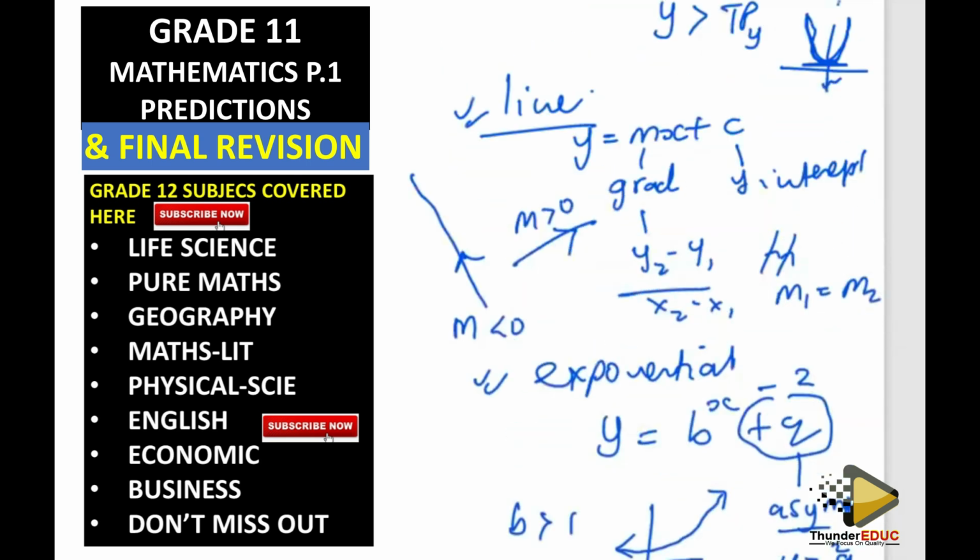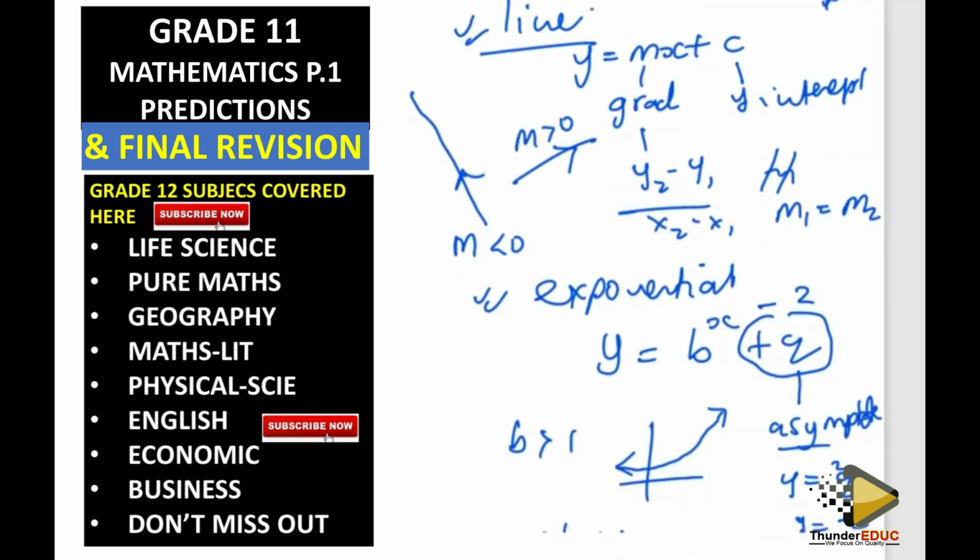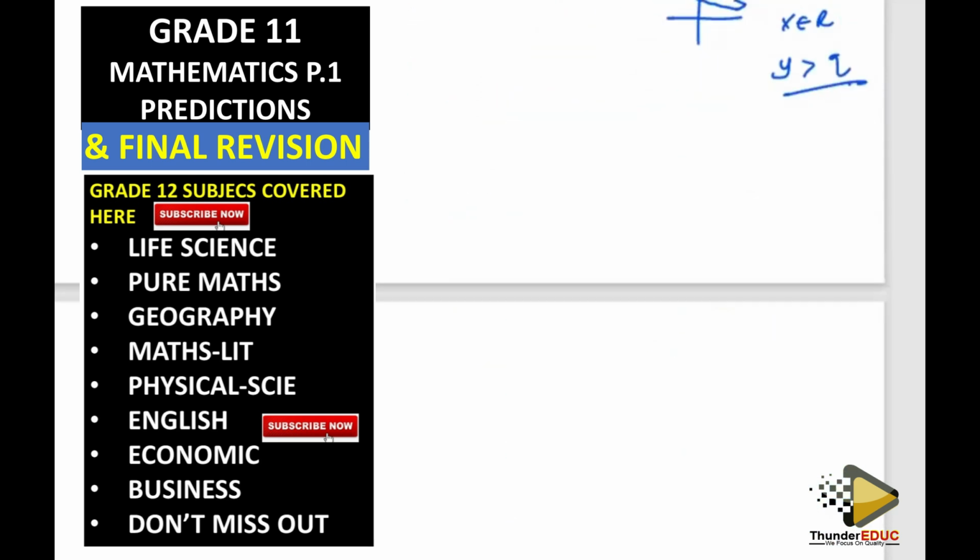For the x-intercept, y is 0; for the y-intercept, x must be 0. So that is an exponential. Then lastly, we have what we call the hyperbola. This has been coming over and over again. So we have 2 scenarios.